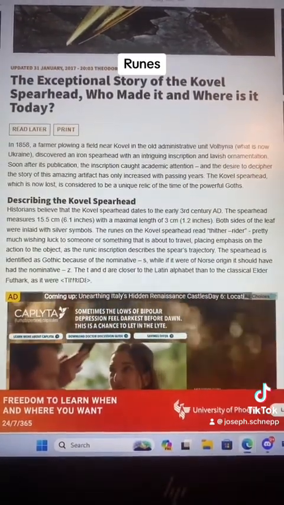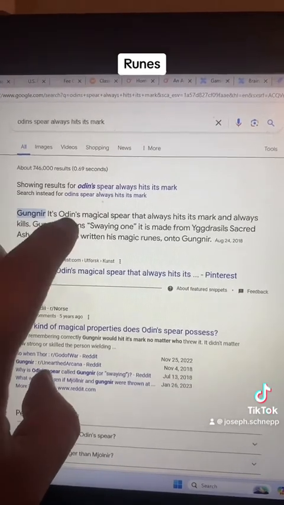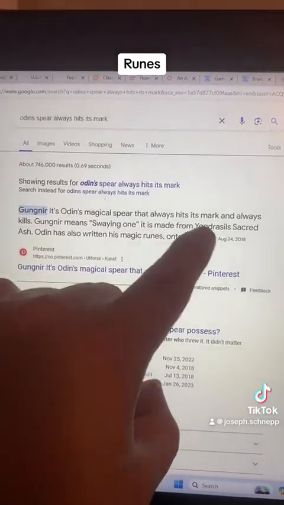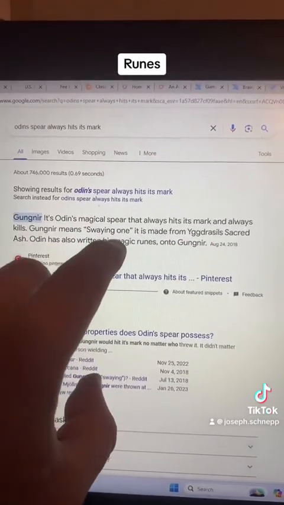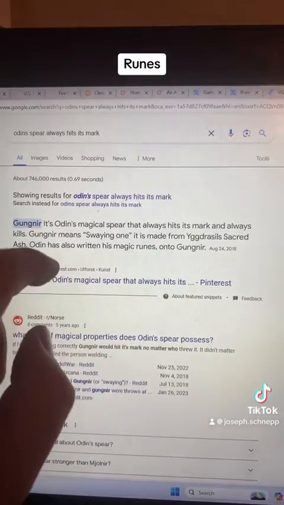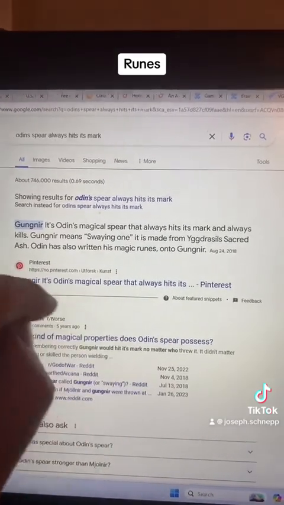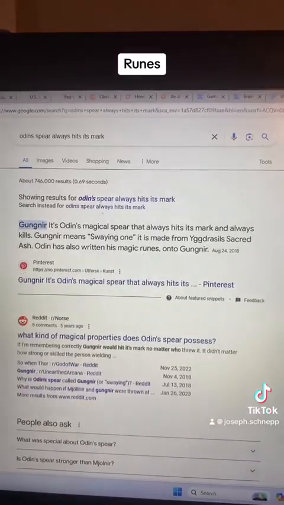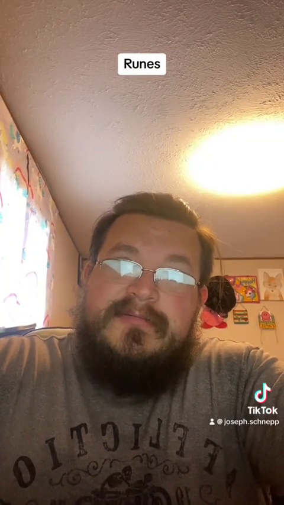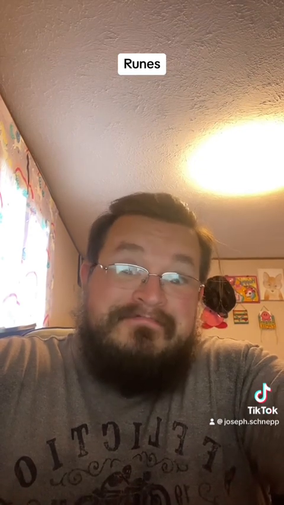Okay. Odin's spear, Gungnir, a magical spear that always hits its mark and always kills, a swaying one made from Yggdrasil's sacred ash. Magic runes were written onto Gungnir. So it always hits its mark, wouldn't that be dealing with trajectory? And it had runes on there.